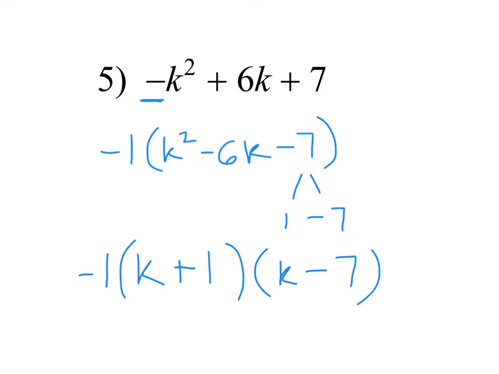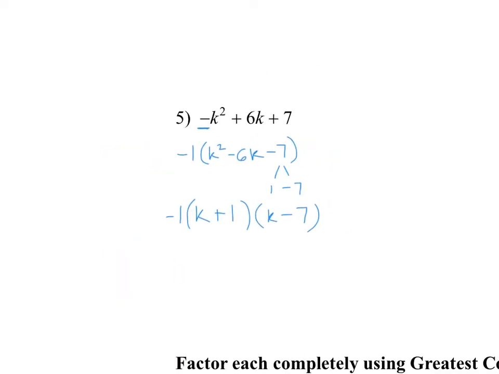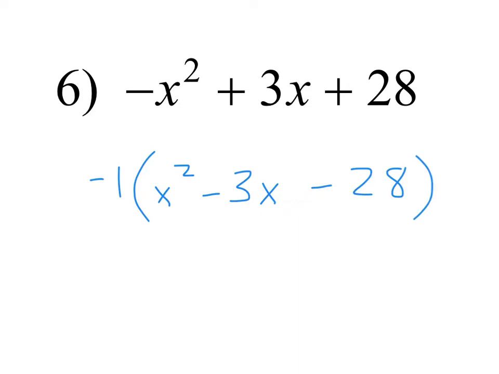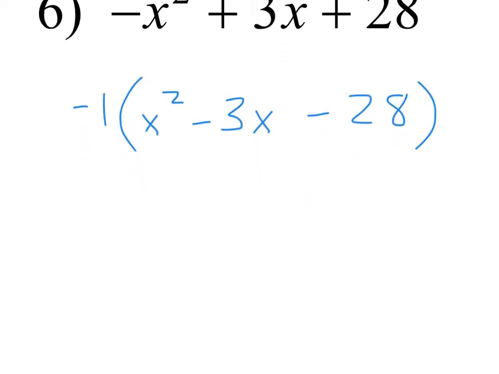Ready for the next one? We have to do the same thing, only when it's negative. So we're taking out a negative 1, and what's going to go inside our parentheses? X squared minus 3x minus 20. Right, so we just change the sign of everything. So now we need two factors of negative 28. That gives us negative 3.